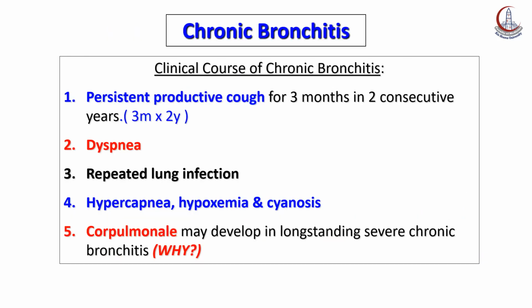The clinical picture of chronic bronchitis, as we said, is a persistent productive cough for 3 months in 2 consecutive years. The patient also complains of dyspnea, repeated lung infection, hypercapnia, hypoxemia, and cyanosis. Cor pulmonale may develop in long-standing severe chronic bronchitis due to hypoxia, causing pulmonary vessel spasm with increased blood pressure inside the pulmonary vessels, causing pulmonary hypertension and right-sided heart failure.